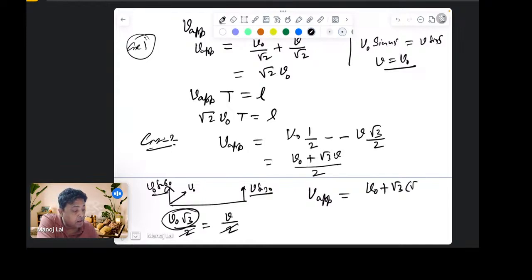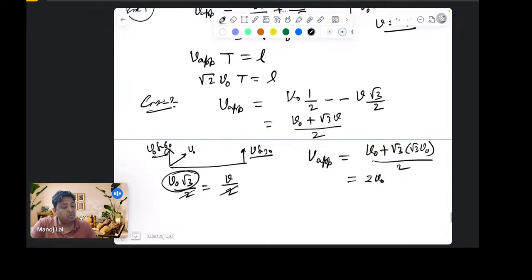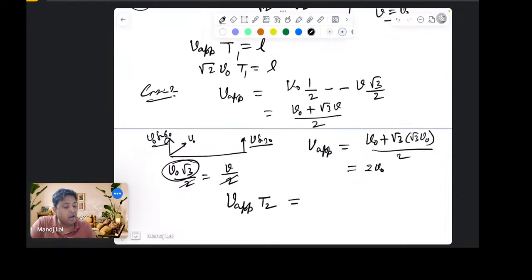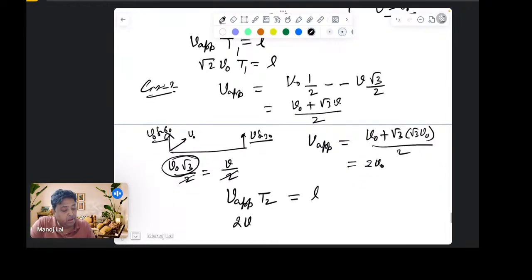Again I can write root 3 V naught by 2. So it will be 4 V naught by 2. Again I apply the same formula, velocity of approach into time t2. Here I have to write time t1, given is equal to L. So I can say 2 V naught into T2 is equal to L. This is equation number 2. This is equation number 1.